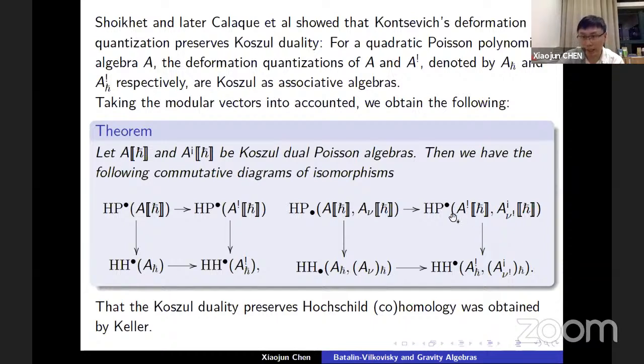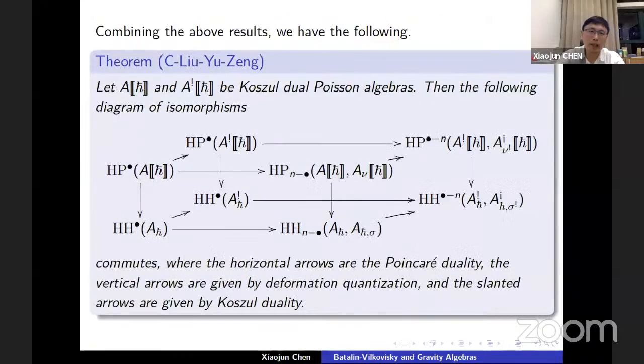So now it relates. The point of the second diagram is, you see, it relates the twisted Poisson cohomology with a twisted Hochschild cohomology of its quantization. But I have to say that the Koszul duality between preserves Hochschild cohomology was obtained by Taylor.